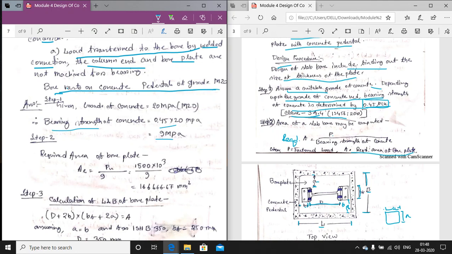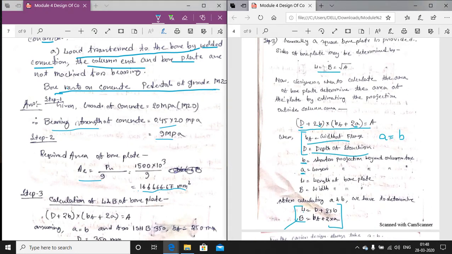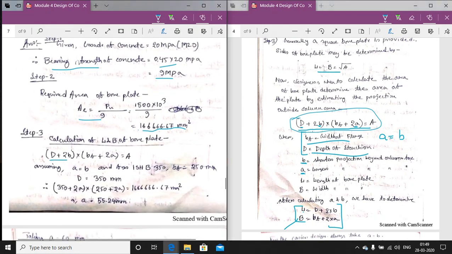Now coming to step 2, area of the slab base required. So the required area of the base plate equals PU by 9, that is 166666.67 millimeter square. This is the required area of the base plate. Now we have to calculate the size of the base plate, that is L and B. So we will assume this formula. By this formula we will calculate the value of the overhang, that is the extra projection beyond the column base. So D plus 2B and BF plus 2A.